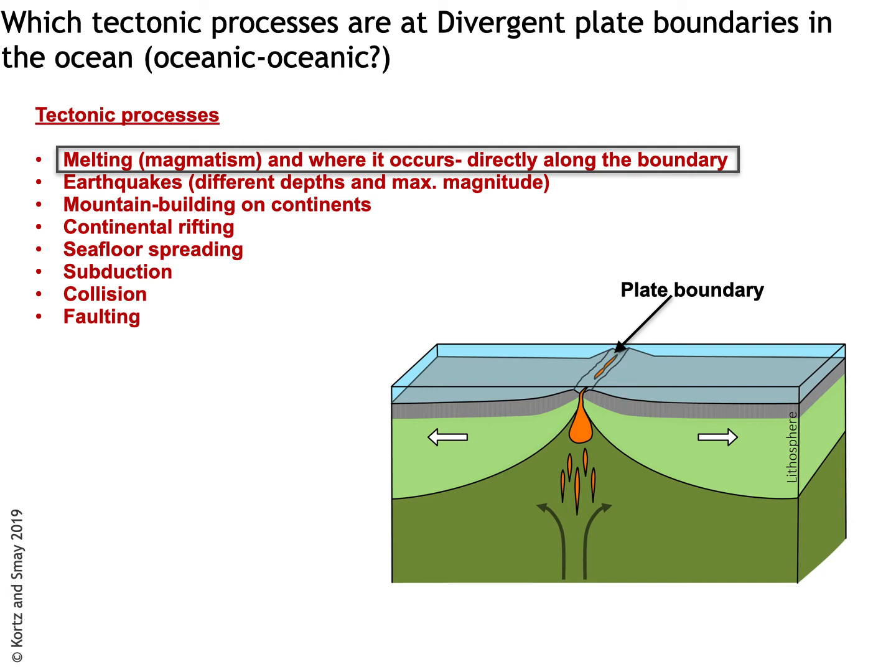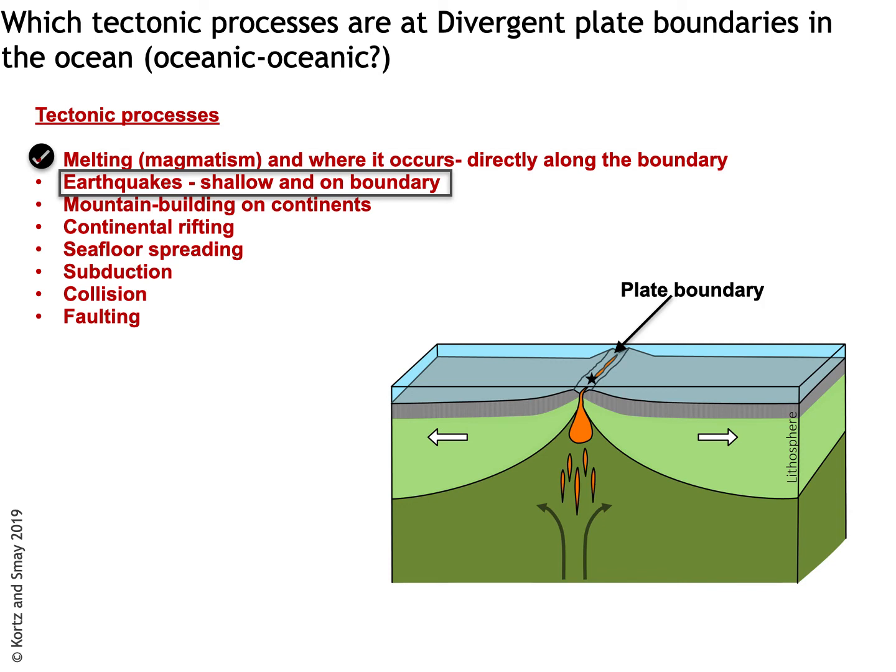So do we have melting here at a divergent plate boundary in the ocean? We do. Melting, or magmatism, and if magma is being made, so on our diagrams, these orange blobs, if you see them there, that means at these types of plate boundaries, magma can be made. It is occurring right along the plate boundary at these types of divergent boundaries.